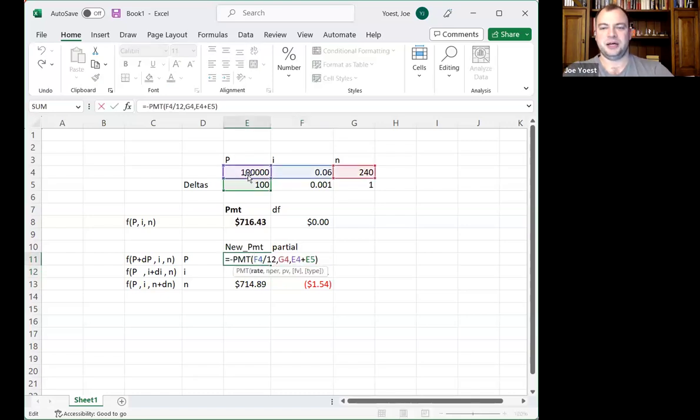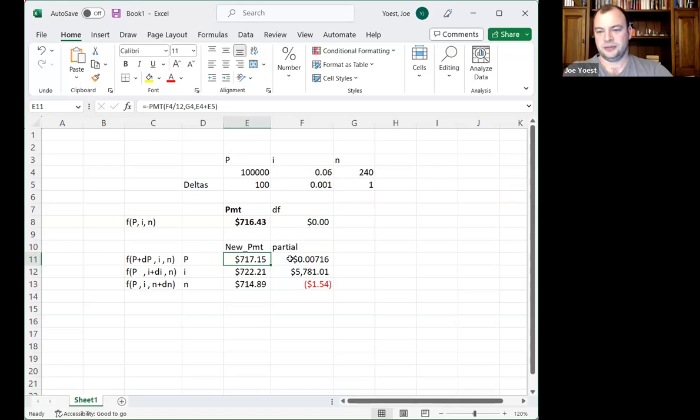This new payment I just calculated the same way, but I just added that delta P, or that 100, to the principal. And I see the partial is 0.00716, or we use 0.071. So that is where that dF dP number came from.